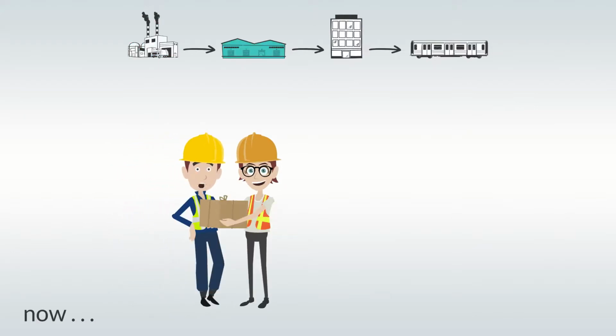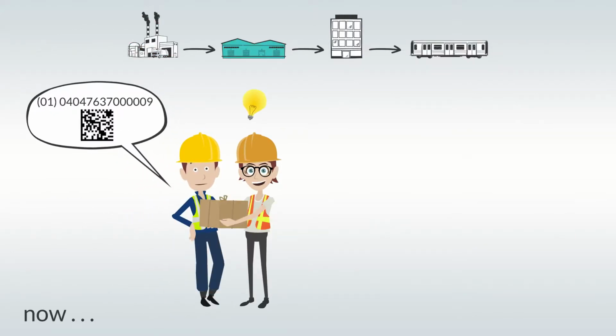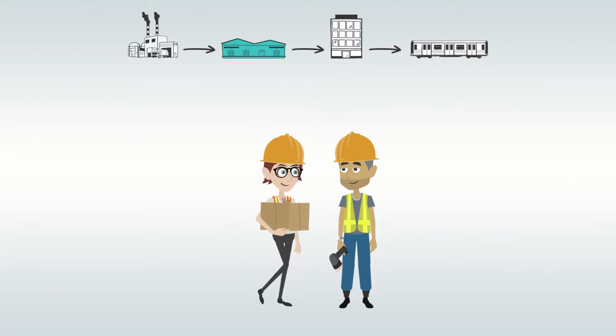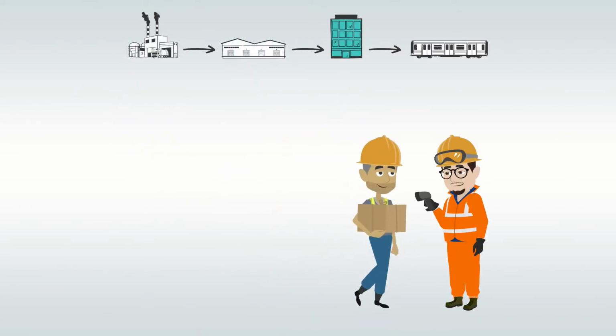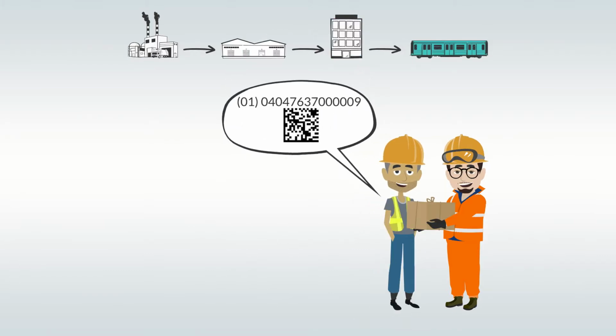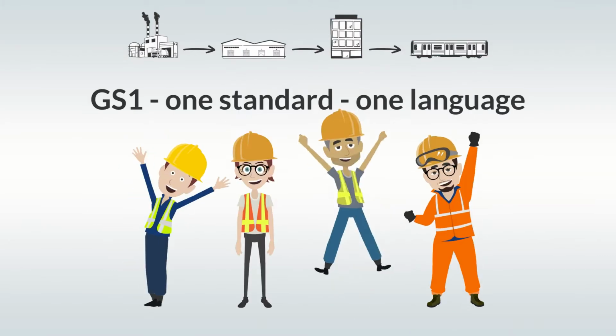With a common label, everyone now speaks the same language. The information is machine-readable and can be read out without any problems. There is therefore no longer any ambiguity in the identification of parts across the entire supply chain. With GS1 we finally have a common language with which we can clearly identify parts.